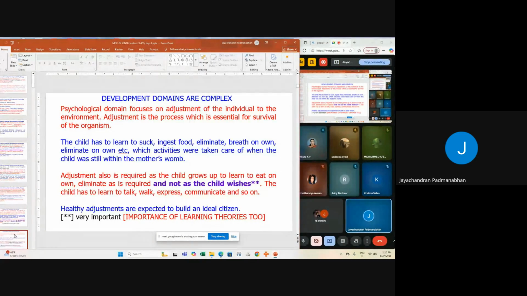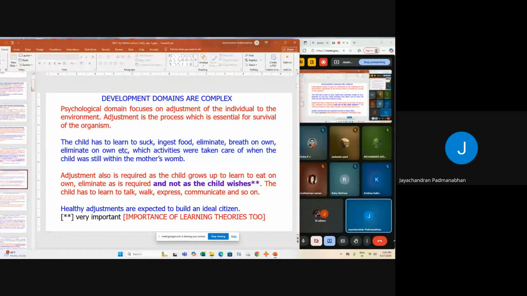So very important. Why am I covering learning theories also here? Learning theory I need not teach because it's a part of MPC 3, but MPC 4 is also there, so I have to teach a little portion of this. Otherwise, you cannot understand why the child's learning is to be taken care of. The child's learning can be taken care of right from the mother's womb as well as after birth.